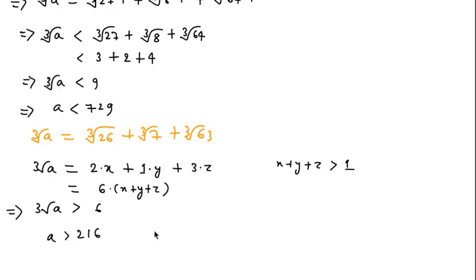216. This means what? A is less than 729, but A is greater than 216. This is the right answer.